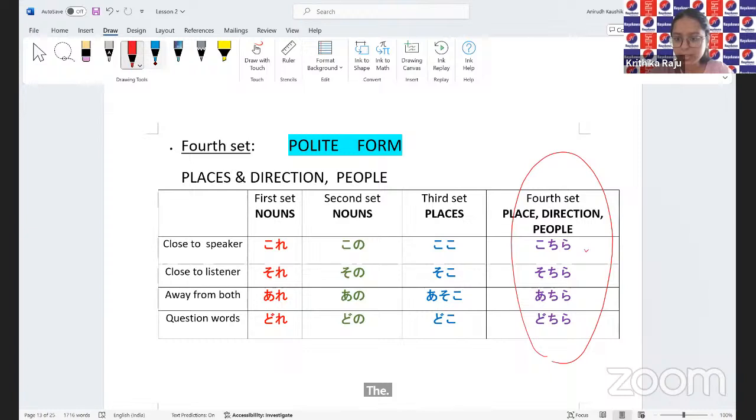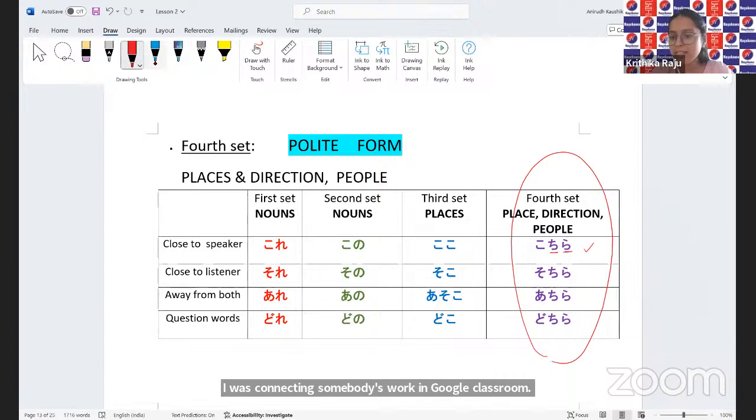The first one. Kochira. I was correcting somebody's work in Google Classroom. They made an understandable mistake. Chi and ra are very similar, right? It looks very similar, so please be careful here. This one is chi, and the third kana in this word is ra. Kochira.